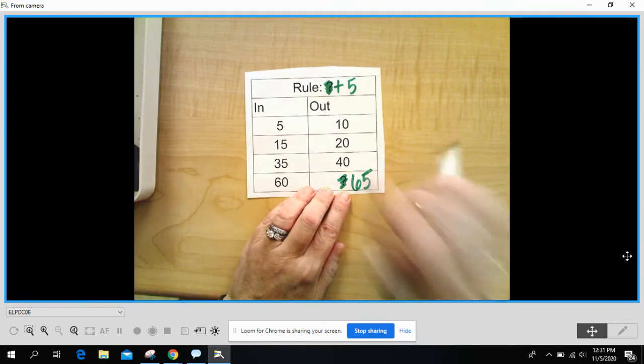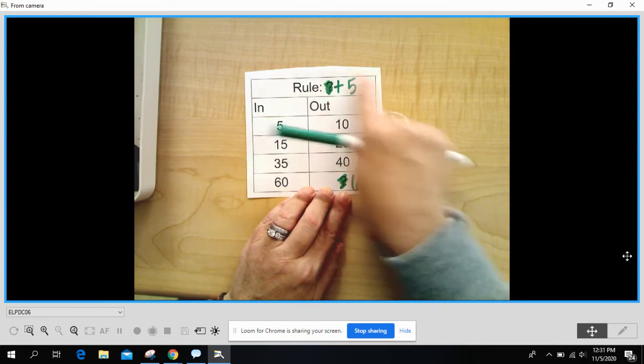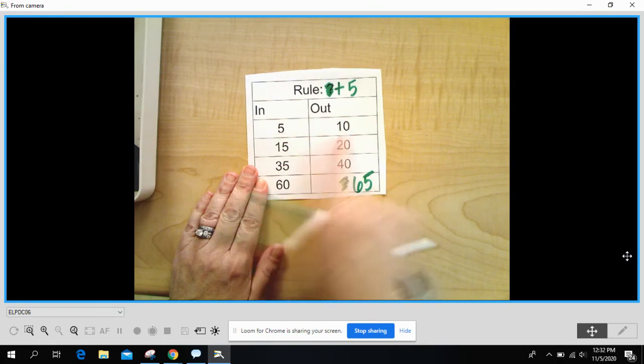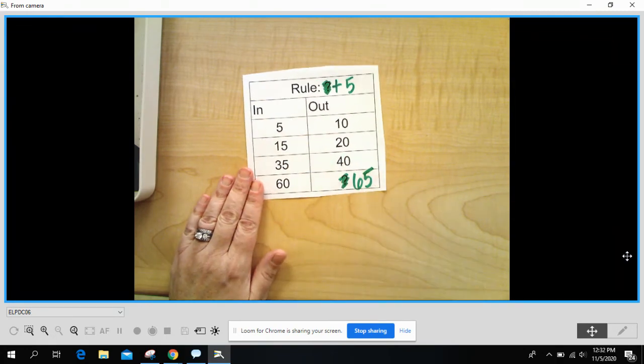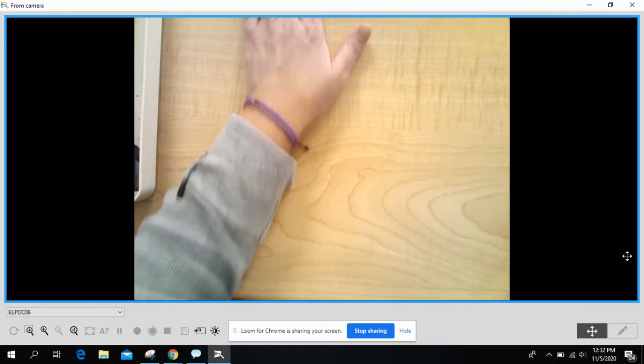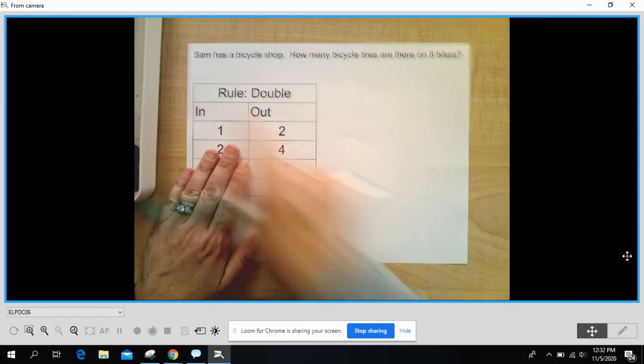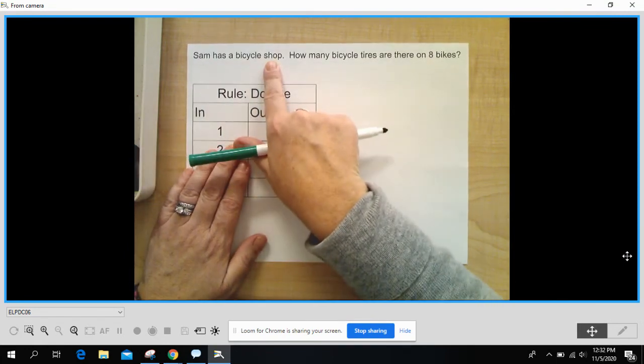Nice job, third grade. So we have not only figured out what the rule is by looking at the relationships in our in and out boxes, but we have figured out that last number also. So sometimes in an in and out box, you might actually have to solve a problem. So let's check out what's going on here with Sam. Sam has a bicycle shop.